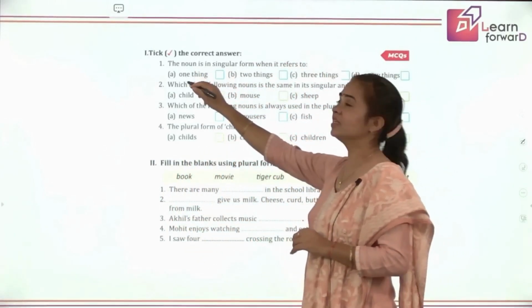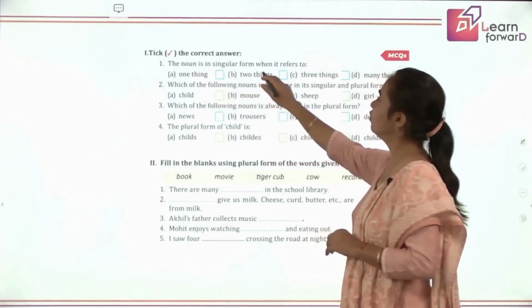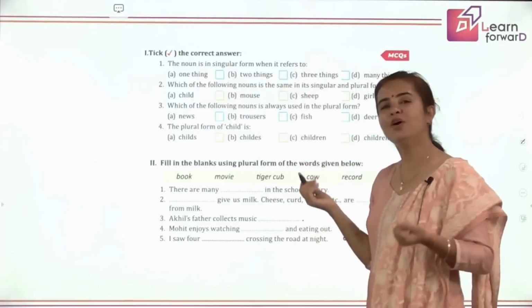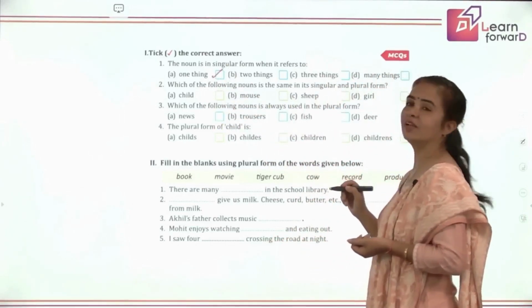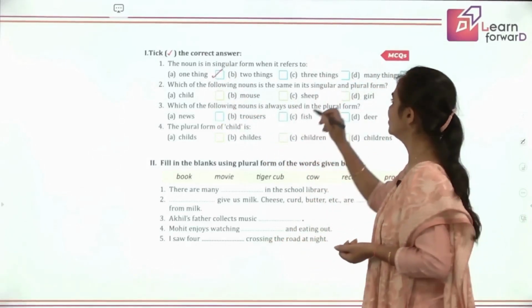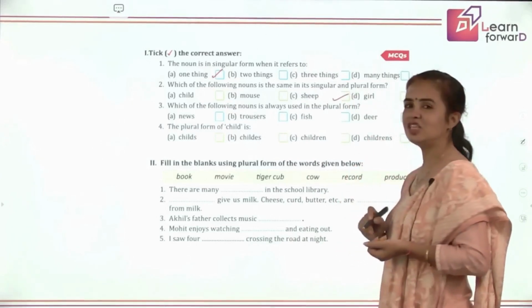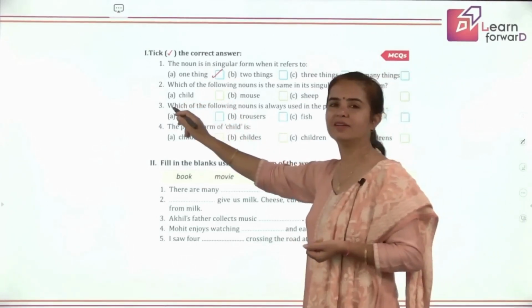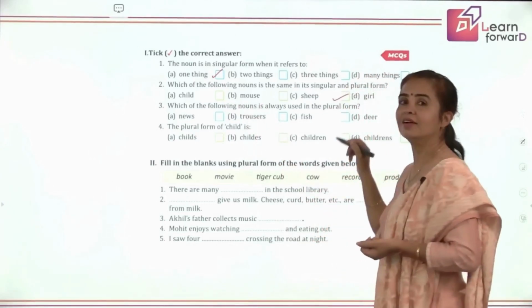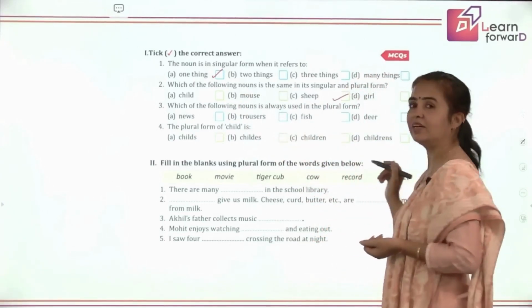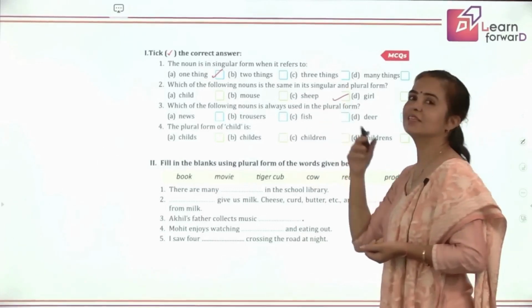Tick the correct answer. Noun is in singular form when it refers to only one thing. Perfect. Which of the following is the same in singular and plural? Yes, you are right. That is sheep. Okay, tell me what's the plural of child? Good, children. Mouse, mice. Girl, girls. So all of them have different singular plural. Sheep is sheep only. Good.